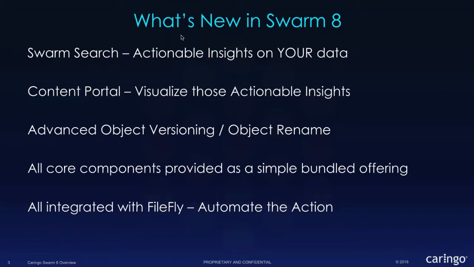And then finally, for those of you that have been with us for quite some time, you'll know that some of the capabilities in Swarm have been licensed separately, and what we've done in Swarm 8 is bring all the core capabilities together in a simple bundled configuration. That includes the items that I'm talking about, as well as erasure coding, indexing, CSN, etc. So they're all together as a single bundled SKU.